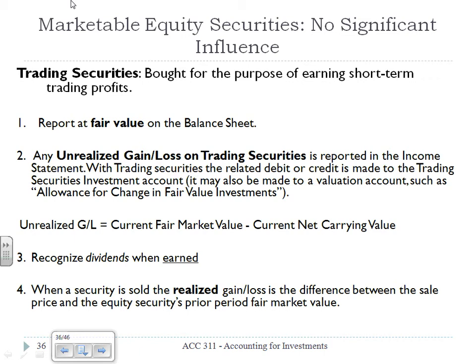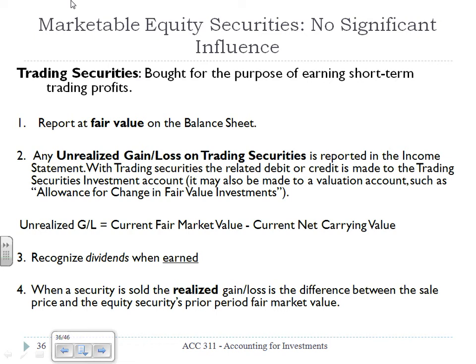They are not able to determine who the company is going to sell to. They are not going to be able to influence any investment decisions that the company might have. It's not going to participate in the policy-making process. There's no material intercompany transactions, and there's no technological dependency. So that's what we mean by no significant influence.